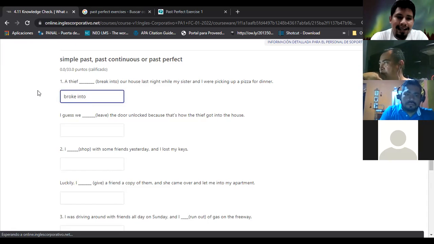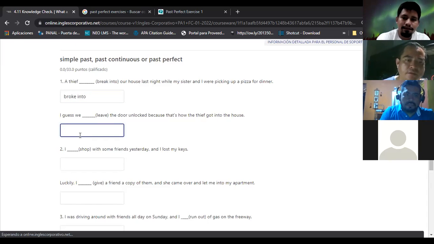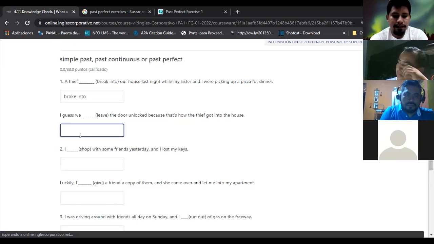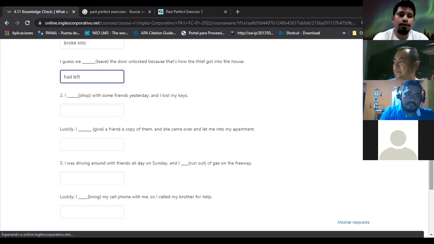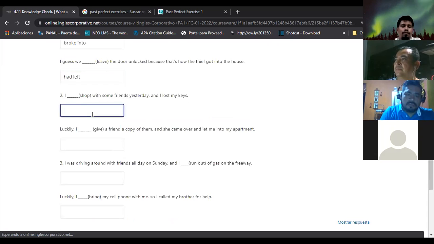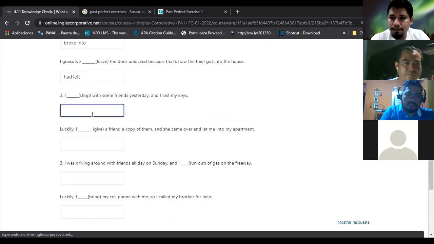I guess we had left the door unlocked, because that's how the thief got into the house. Very good. So sentence number two, it says, I, in this case, what must be the answer?